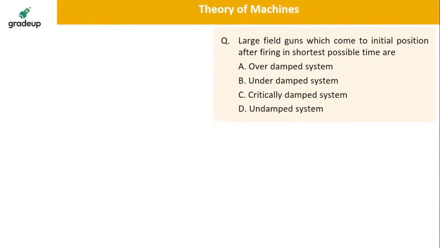Okay, next. Large field guns which come to initial position after firing in shortest possible time are, quickly, I need quick response. They are asking, in guns, what type of damping system is used. Is it over damped, under damped, critically damped, or undamped? Option A, B, C, or D.